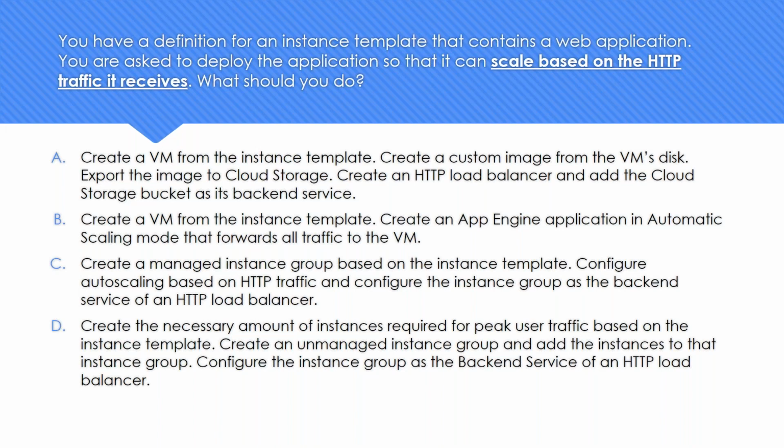All right, time up. Let's go for an explanation. The first option, create a VM. So basically they're talking about templates, HTTP load balancing. What should you do? So the entire procedure is what they're asking. Create a VM from the template. Create a custom image from the VM disk, exactly like what we did. Export the image to Google Cloud Storage, which we did not do. Create an HTTP load balancer and add the storage bucket as a backend service.